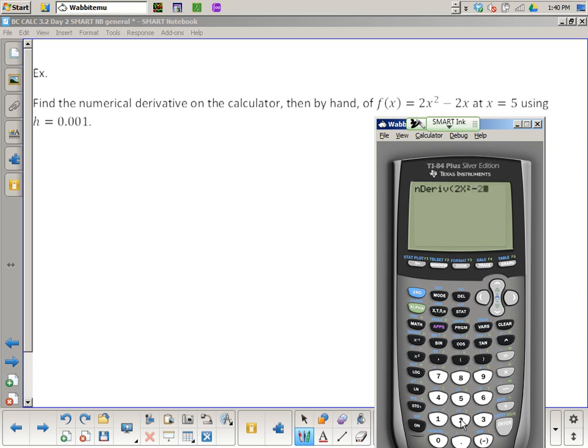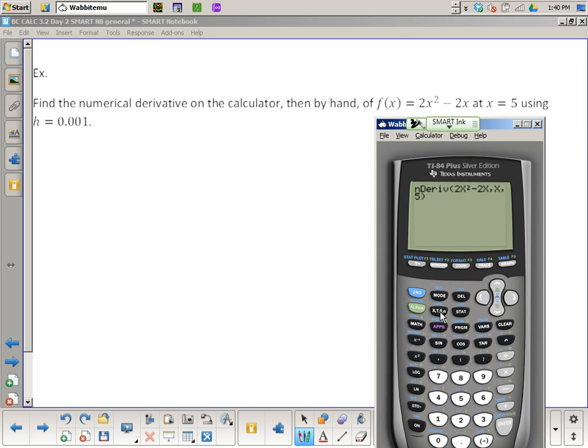And I'm going to type the function, 2x squared minus 2x. Okay, now I need to tell the calculator what my independent variable is. Well, that would be x. And then I need to tell it that I want to do the derivative at 5. So I press comma x comma 5. The first comma x tells the calculator what the independent variable is. The second comma 5 tells the calculator where to find the slope. And you can press enter.